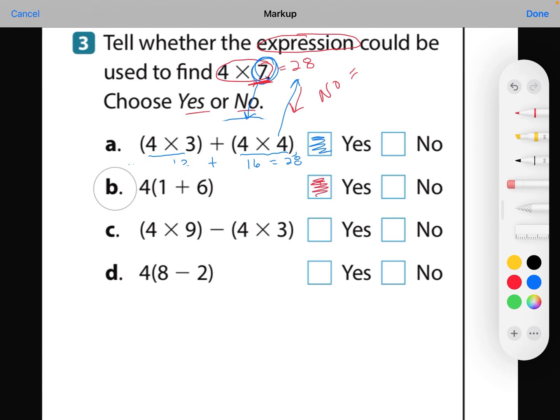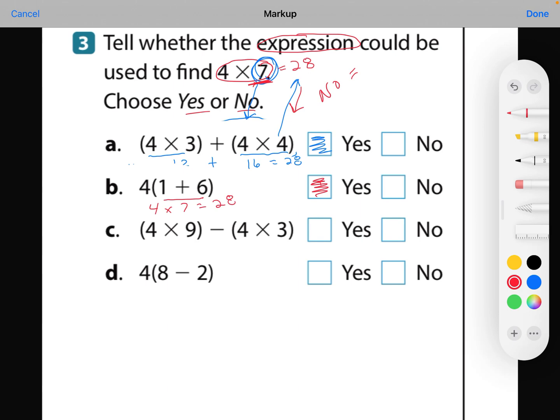That's one method. Then I could just simply go ahead and solve it. Parentheses first. I'm going to get 7, and this ends up being 4 times 7. That's the order of operations. And we know that that works. They were the same factors.